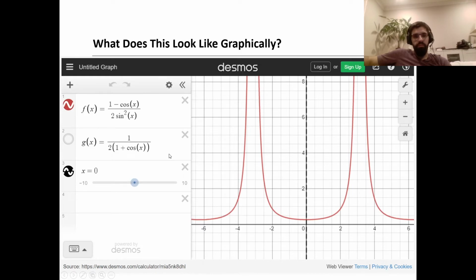And we could check that graphically. Let's see here. As x approaches 0, it levels at about 0.25, which is 1/4. And that works.